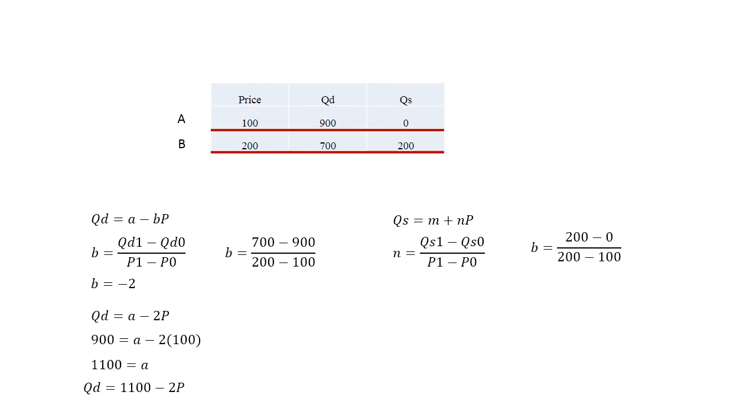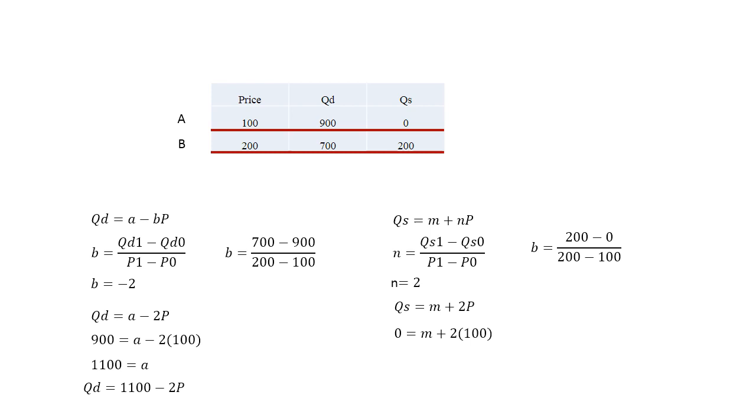So this is what you have got: N is equal to 2. You have got 2 for N, which means you have to substitute N equal to 2 into this formula. So QS is equal to M plus 2P. This is what you have got after you substitute N into this formula.